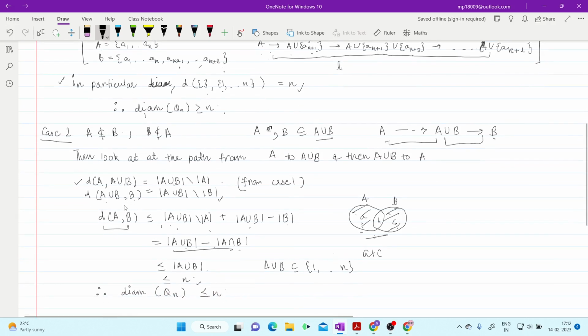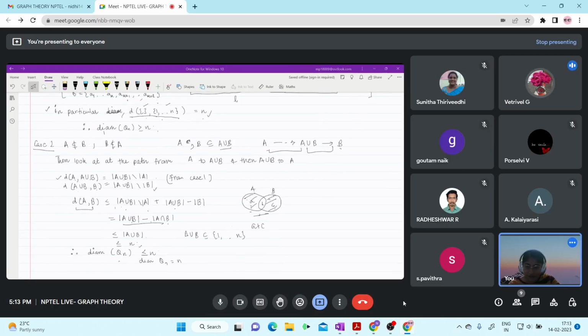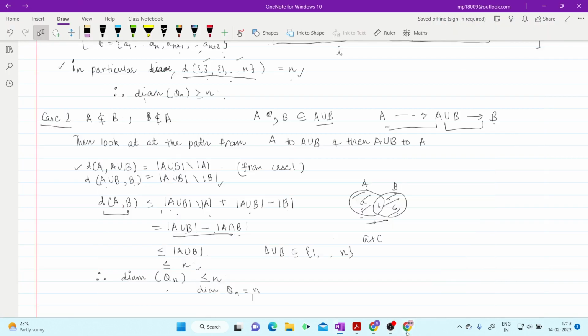So we have shown that if we pick any two general vertices of Qn, which are two general subsets, the shortest path between them has length less than or equal to n. We have also given an example of two vertices whose shortest path has length n. Therefore the diameter of Qn is exactly equal to n. So is this question clear to everyone? Is the first problem clear? Yes, ma'am.